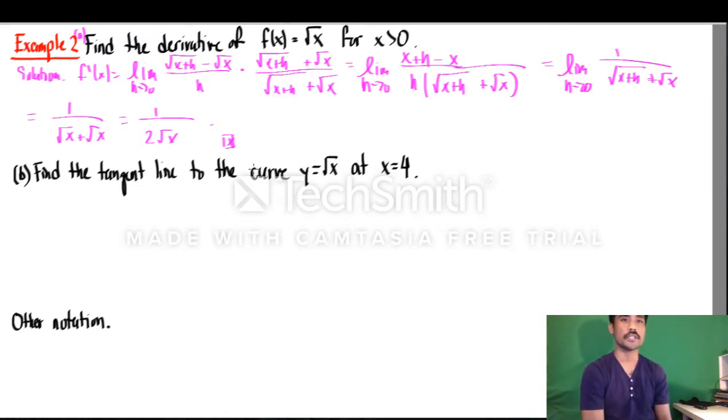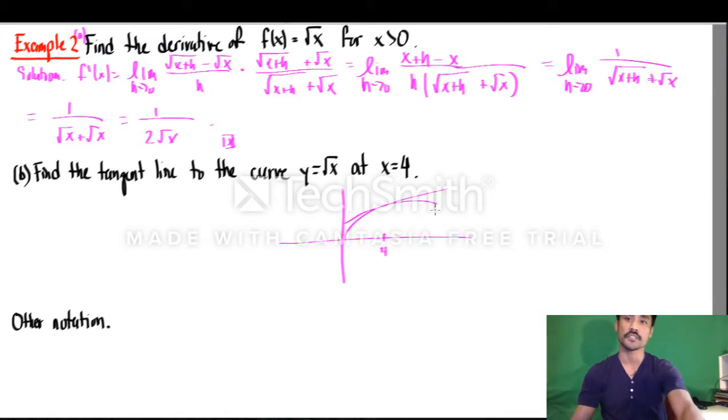Part B: find the tangent line to the curve at x equals 4. So find the tangent line. That's going to be, whatever the function looks like, hint, hint, it looks like this. But the tangent line at a point, say that's 4 here, and up here will be 2. You can see that the tangent line is going to be a linear function. It's just a straight line, nothing to worry about. So the solution.